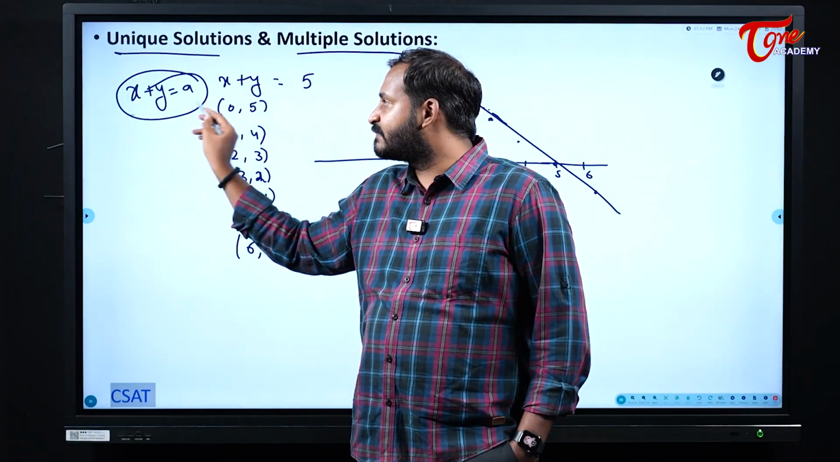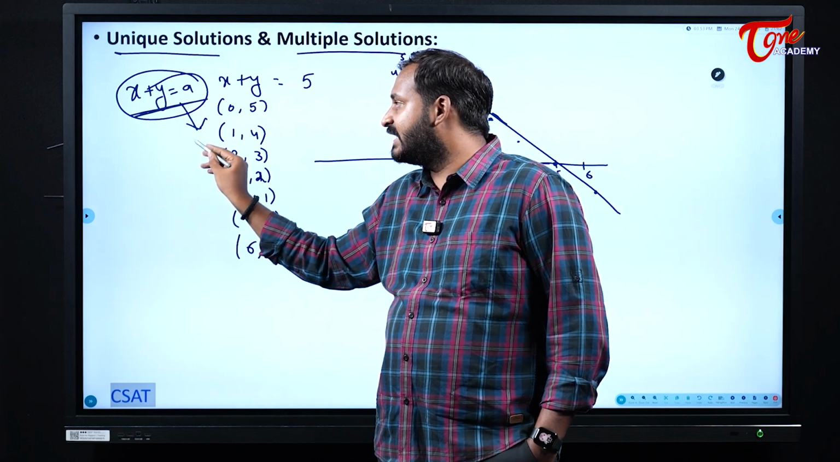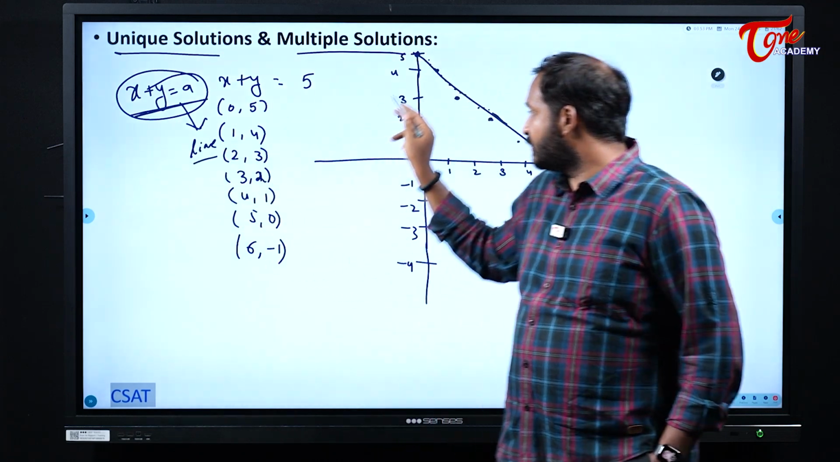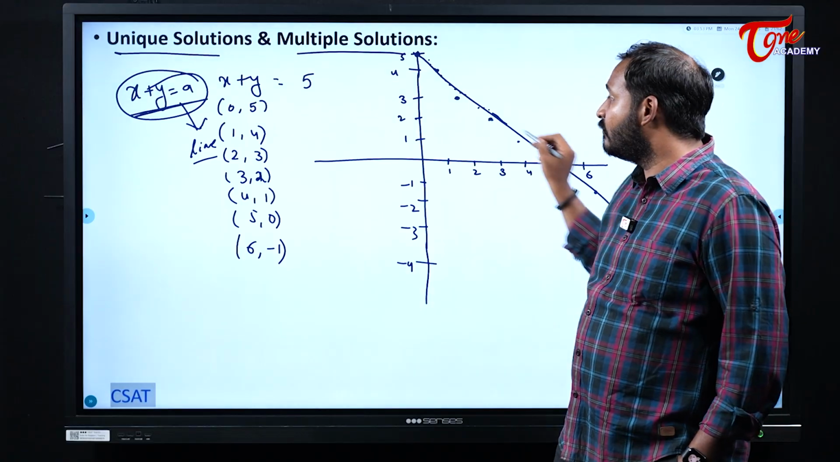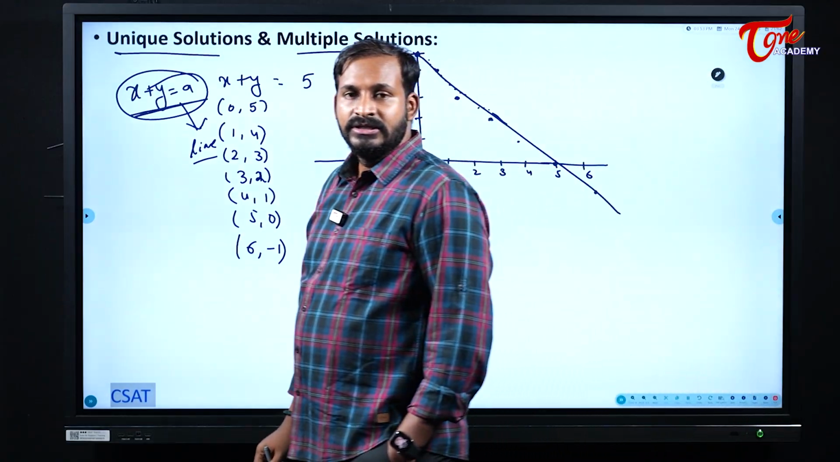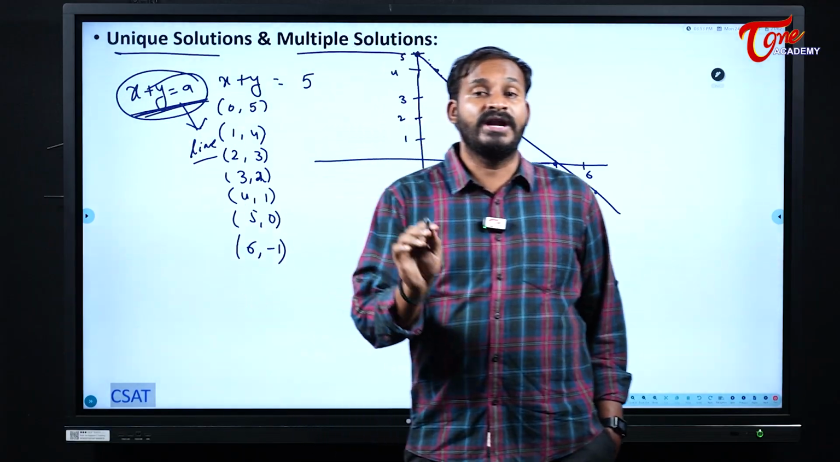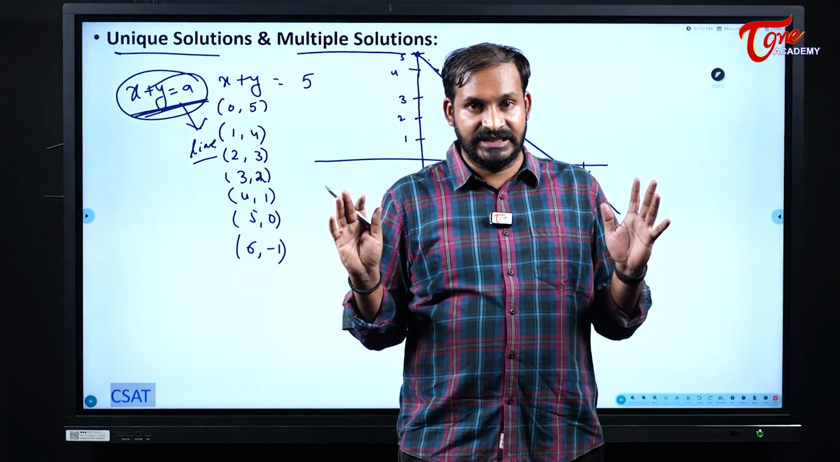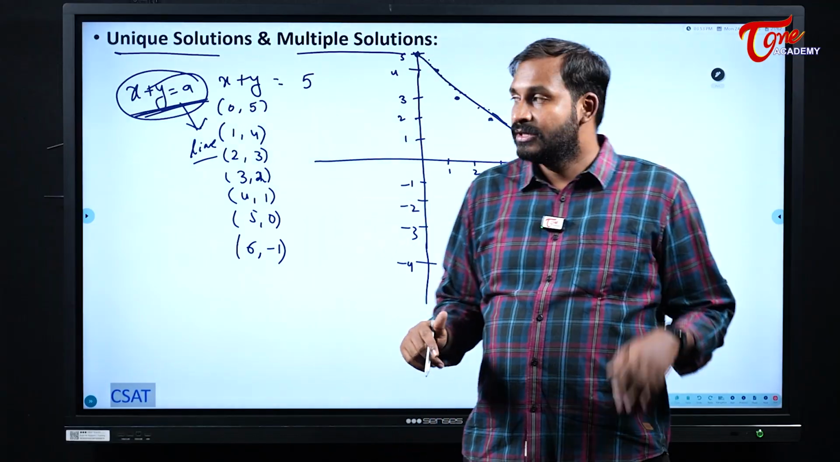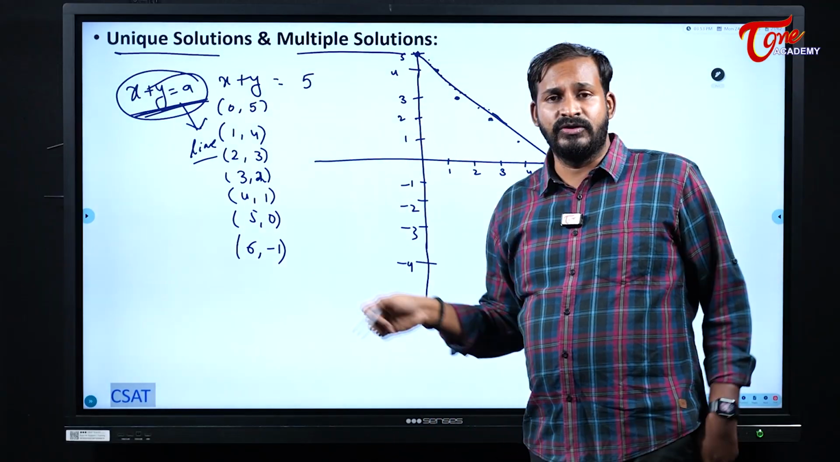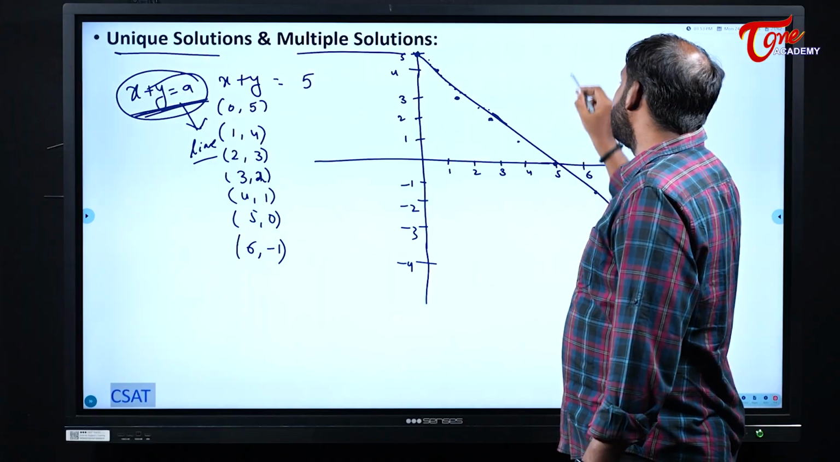So usually this x plus y is equal to a, we call it a line equation. Line equation means this is the way it will become, and we can have infinite points on this, right? So it will have infinite solutions. Whenever there is any equation like this, we will have infinite solutions without any condition. Remember this one.